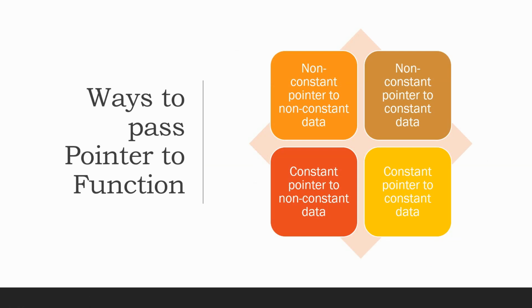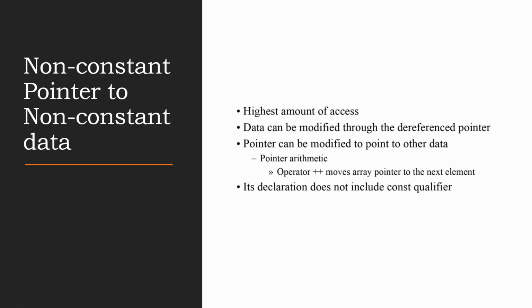Ways to pass pointers to a function. There are four ways: non-constant pointer to non-constant data, non-constant pointer to constant data, constant pointer to non-constant data, and constant pointer to constant data. So let's begin with non-constant pointer to non-constant data.